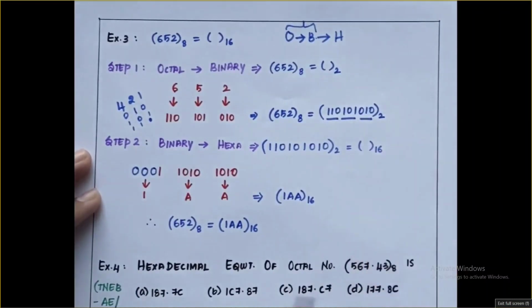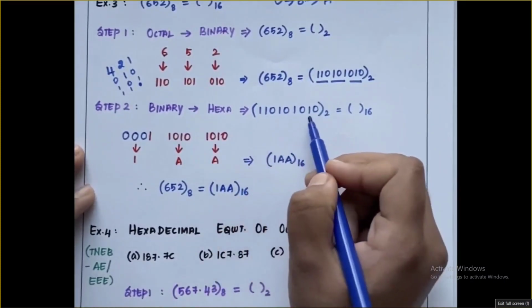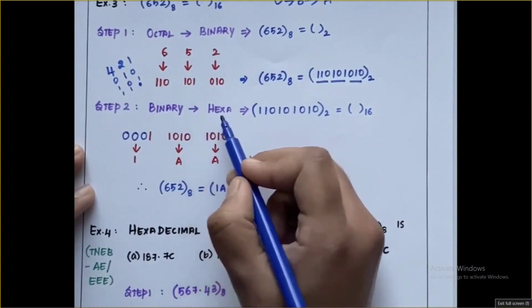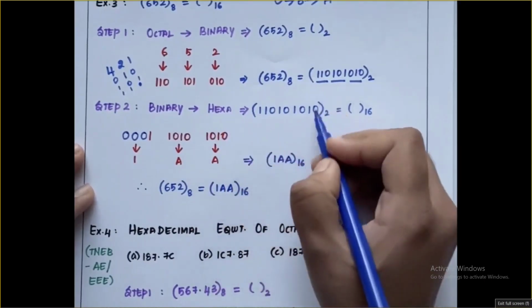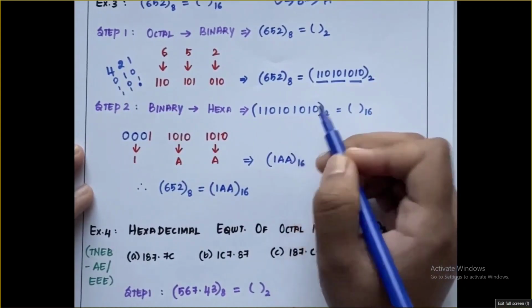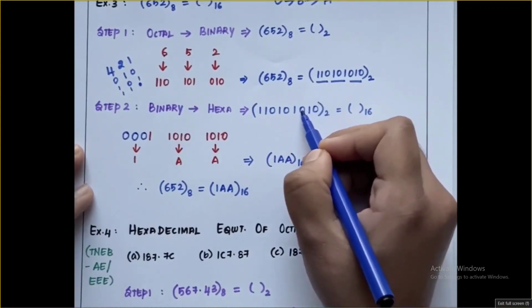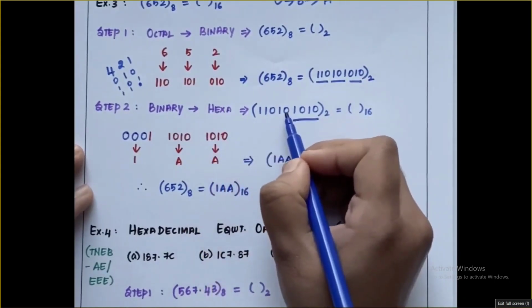So the second step is to convert this binary value into its hexadecimal value, that is to convert base 2 value into base 16. To convert base 2 into base 16, we have to segregate starting from the rightmost value with 4 bits of each. So 1010 will be the first 4 bits.